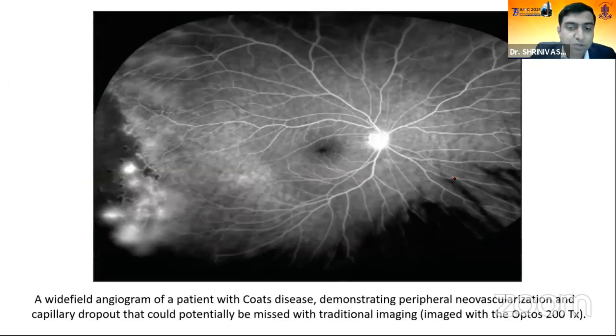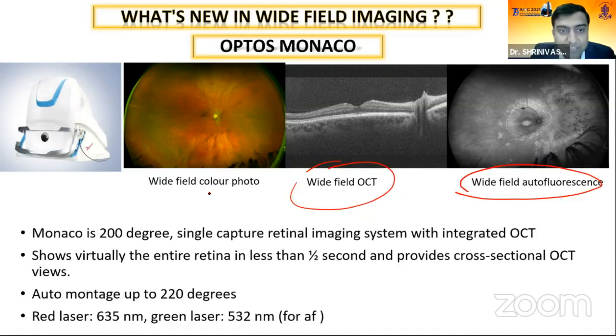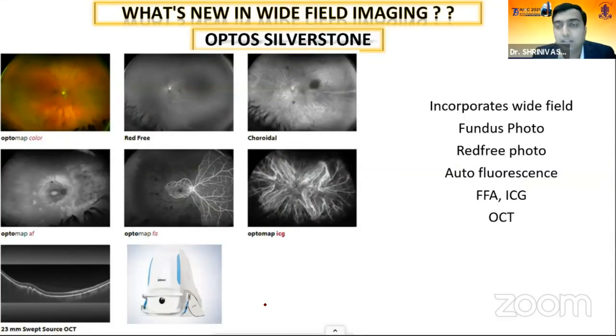And this is a case of Coats disease. You can see in the periphery there is a neovascularization here, which probably could have been missed in the conventional angiographic system. So what's new in wide field imaging? You have the Optos Monaco, which has wide field OCT and wide field autofluorescence along with the color fundus photograph, which gives an auto montage up to 220 degrees. Now the recent latest is the Optos Silverstone.